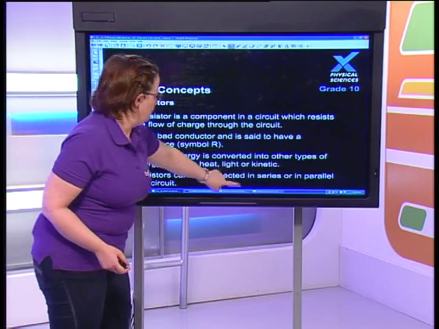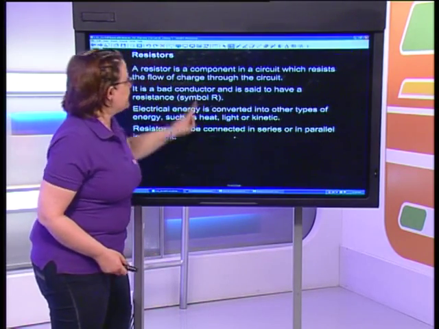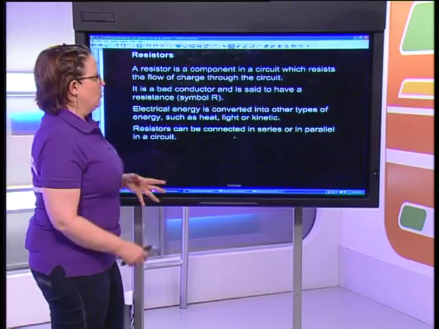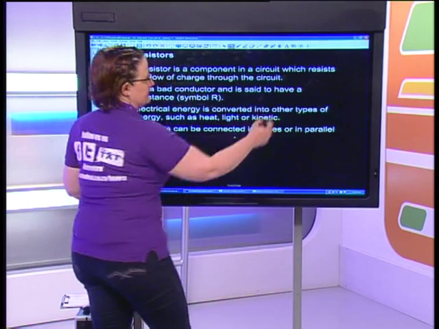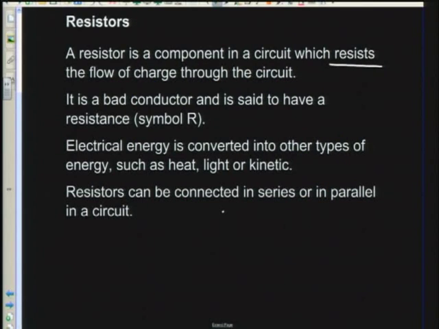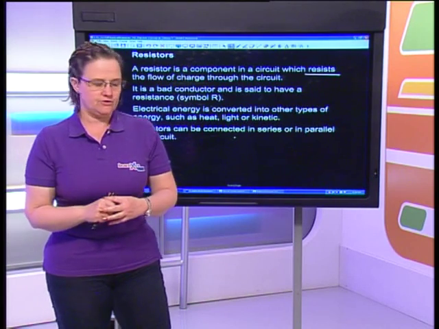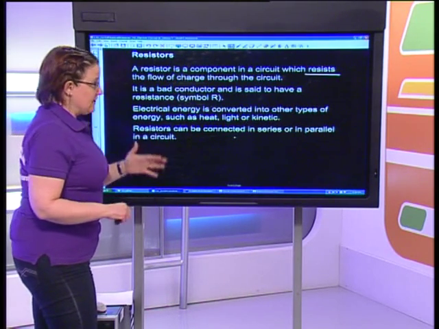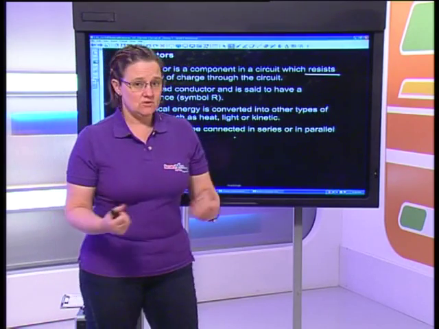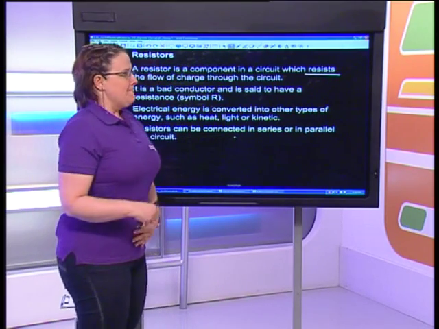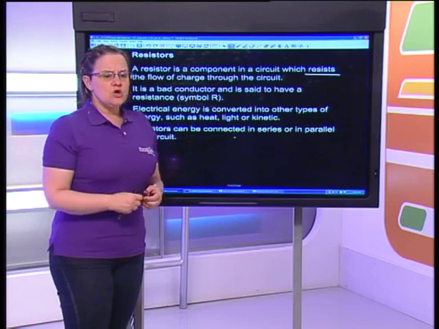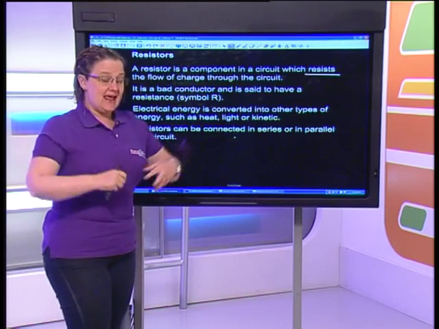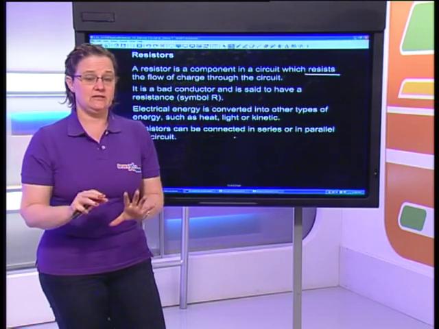Well, first of all, we're going to define a resistor. It is a component in a circuit which does exactly what its name says. It resists the flow of charge. It makes it difficult for the electrons to move through it. It is generally a bad conductor. It should be a bad conductor, but it's still going to be metallic, okay? So we're not going to go and put in an insulator. So please understand the difference.